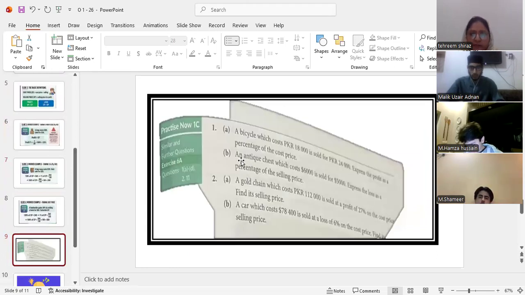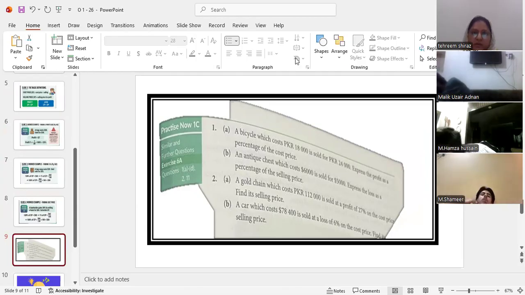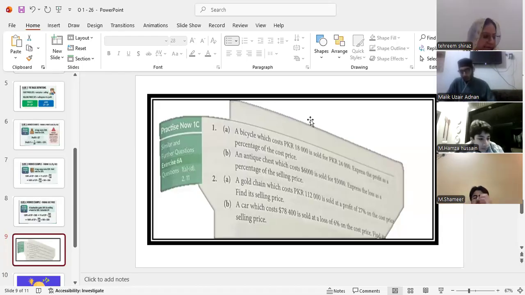Now coming towards Practice Now 1C, which is on page 183. Practice Now 1C, page 183, questions 1 and 2. We have to complete the whole practice now so that I can give you the homework of question 1 of exercise 6A and question number 2. Those two questions will be your homework. I will show you the last slide, that was the question slide. Meanwhile, as you have opened your book, Practice Now 1C, page 183.